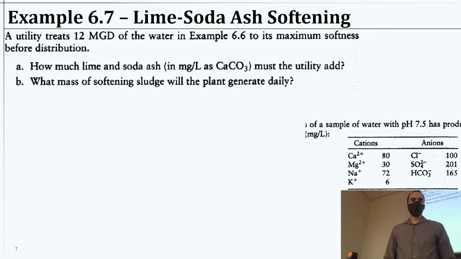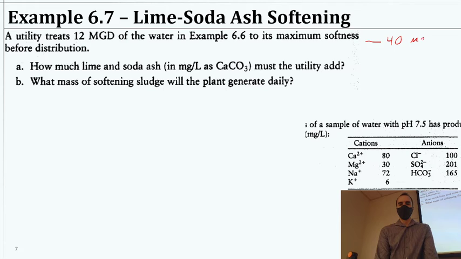And it says a utility treats 12 million gallons per day of that water to its maximum softness before distribution. So maximum softness, really that's talking about 40 milligrams per liter as CaCO3. So the question, again, deceptively simple here, says, A, how much lime and soda ash in milligrams as CaCO3 per liter must the utility add?